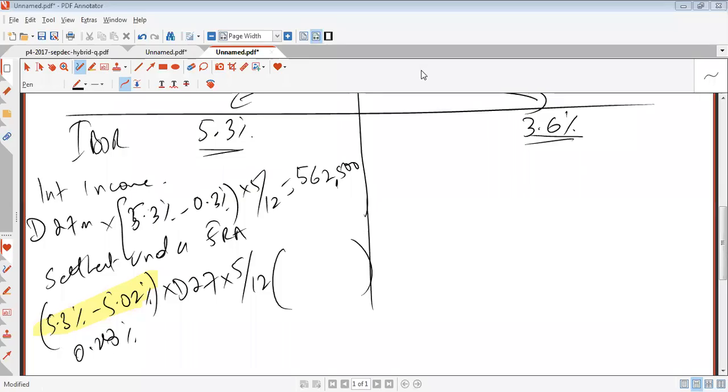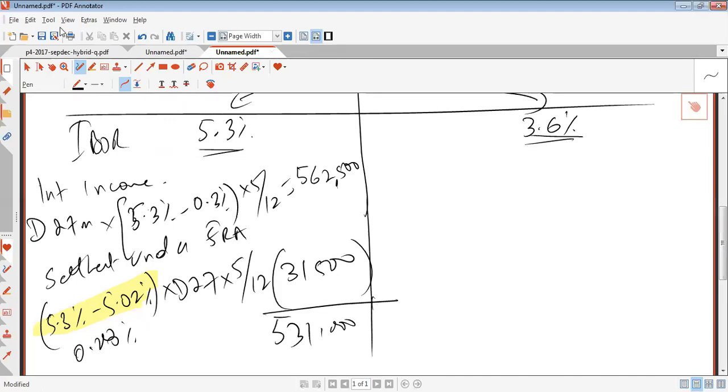Okay, so basically what happens is the interest income that we have received is 562,500, and the settlement under FRA is 0.28% that we have to make. So this turns out to be 31,500. Resultingly, if you compare the net result, what would it turn out to be? It's going to be 562,500 minus this 31,500, which gives you 531,000.